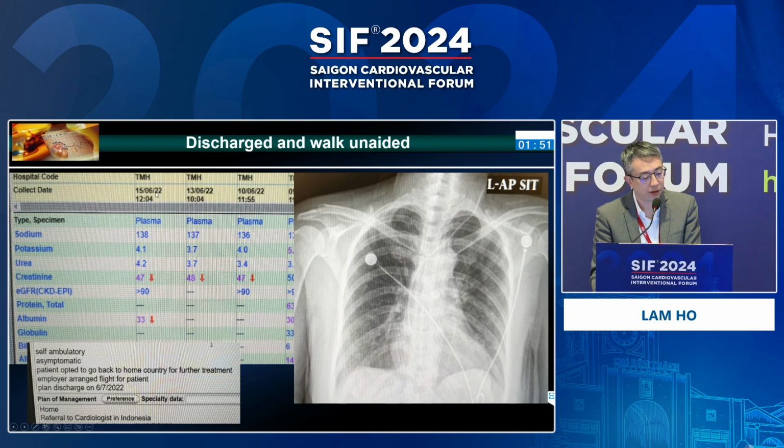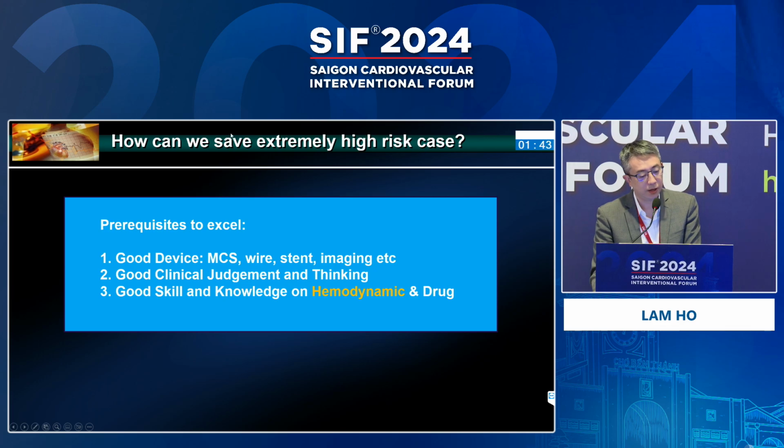And some days later, the patient fully recovered and was discharged unaided. We know everything, lung, everything okay. So that is a case to illustrate how to save an extremely high-risk case with PCI. You need a device, you need thinking, judgment, and you need some knowledge of hemodynamics and also drugs. Those are very important things. That's the end of my presentation.